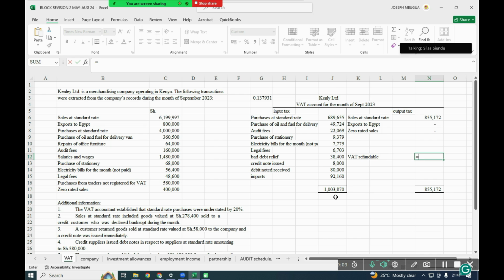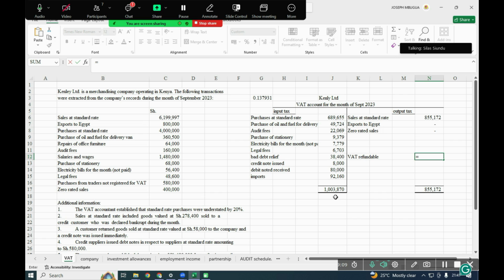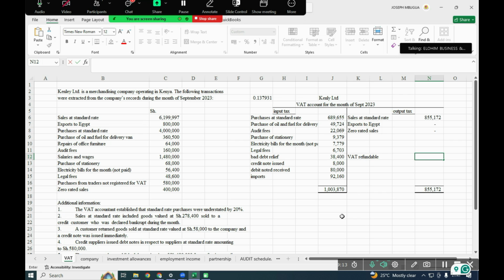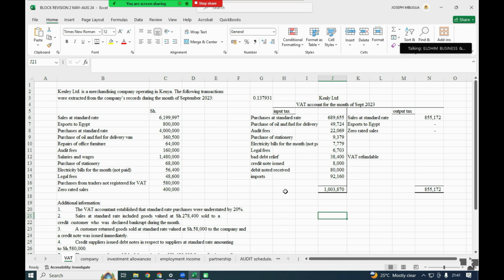I'm just wondering why both the credit note and the debit note are moving in the same direction. I expected maybe one to move differently. Okay, so why are they in the same direction? Yes, I also have the same question, I echo Silas. Because I tend to believe the return inwards is supposed to reduce the sales, so it is okay with debit. Then we get the VAT from the goods that have been returned.